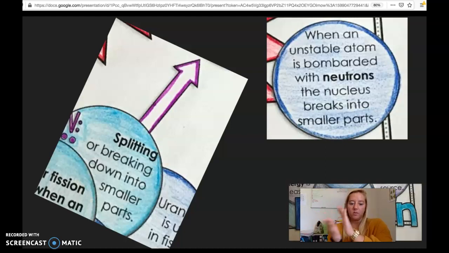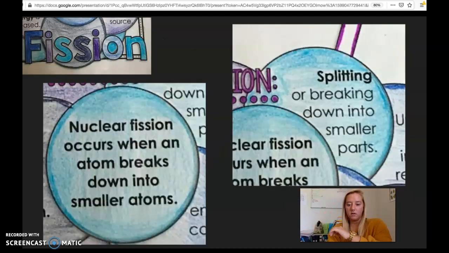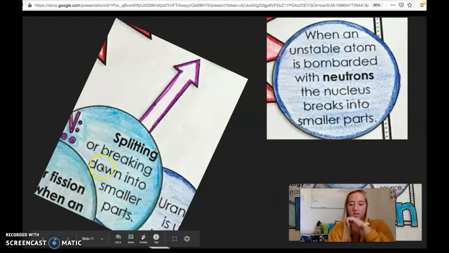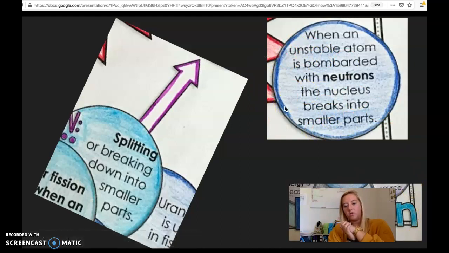Again, this is splitting or breaking down into smaller particles. We already did that one. When an unstable atom is bombarded with neutrons, the nucleus breaks into smaller parts. So this one is here to tell you where we're going with this. The arrow right there goes up to this little blue atom. So when an unstable atom is bombarded with neutrons, the nucleus breaks apart into smaller parts.